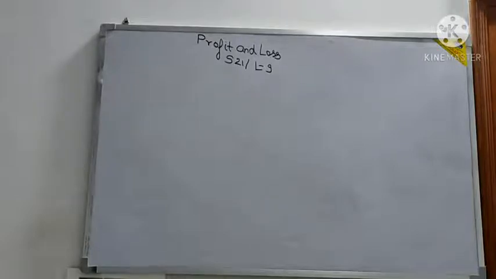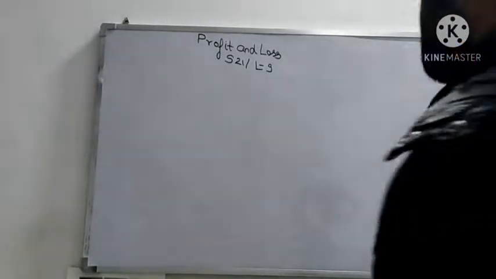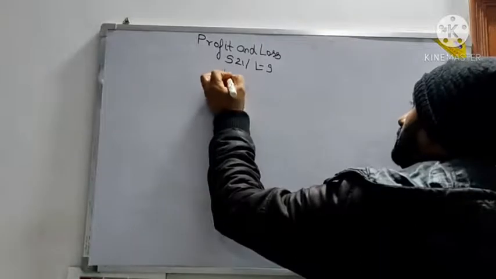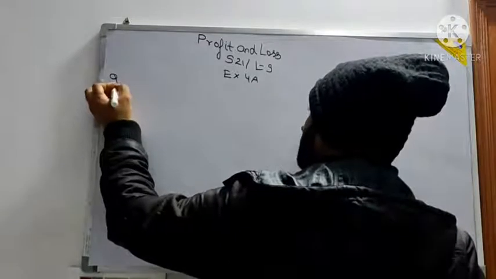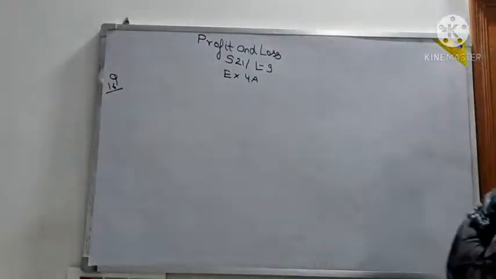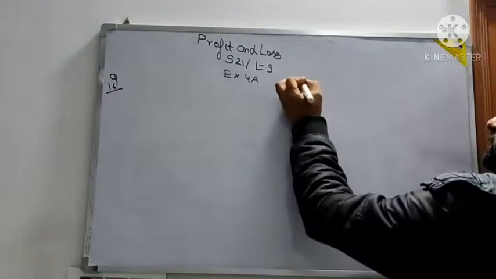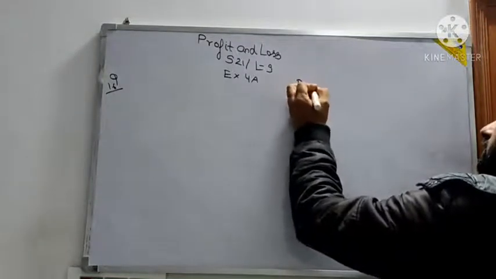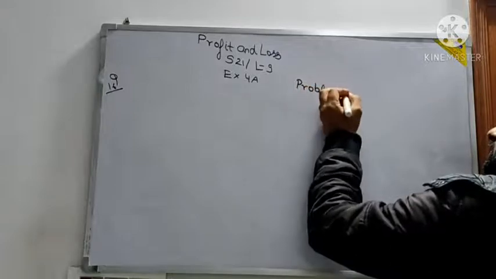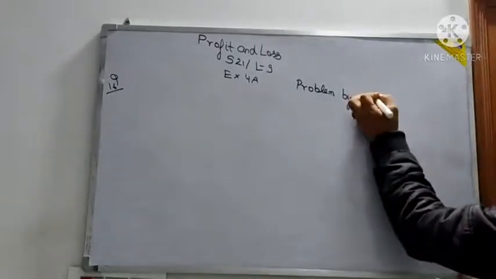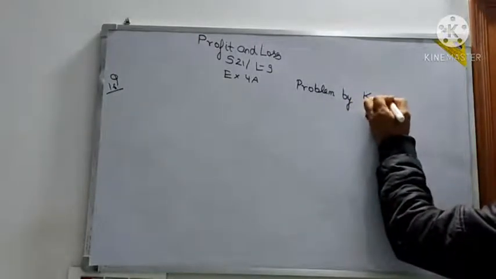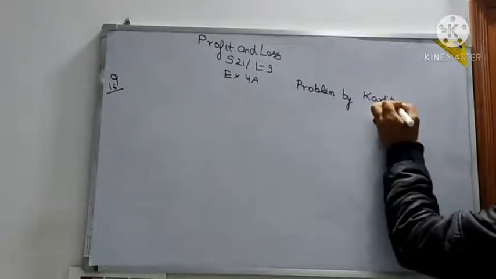So let me solve it for you. Let me read the question first. What does the question say? So exercise 4A, question number 16 I will be taking up. Exercise 4A, question 16. Okay. So Karthik Pandey has asked this question. And why Karthik only? Many others must be there who must be having the problem.